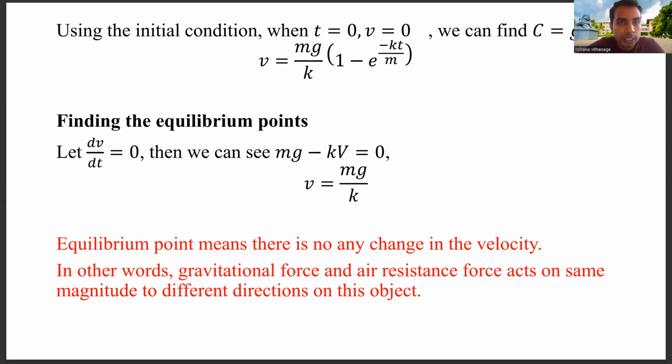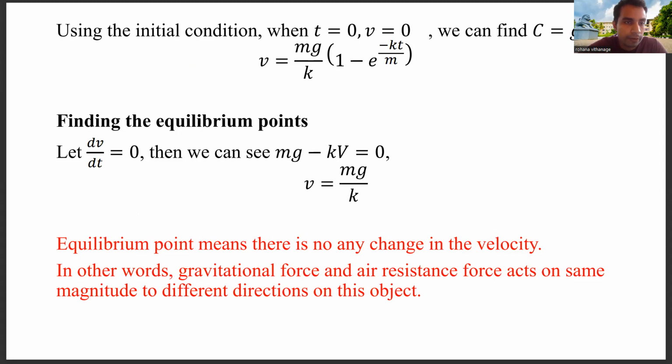Then I can use the initial condition, that is when t is equal to 0. It means when we start to measure the time, the speed of this coconut is equal to 0. Then we can find the value of the constant, and it is equal to g. So here we have obtained an expression for the velocity.